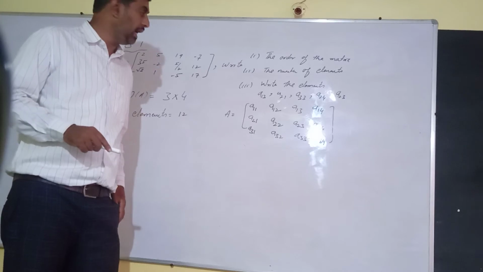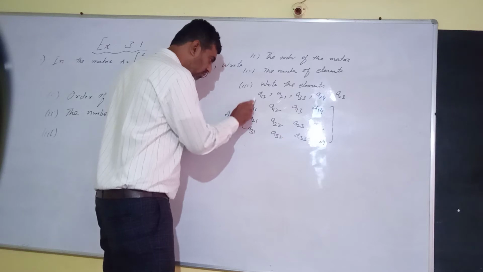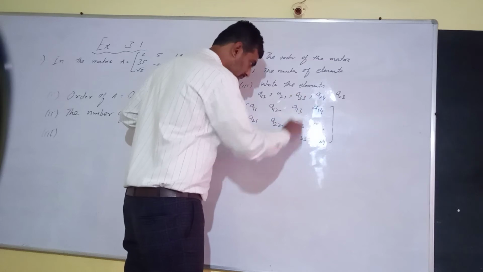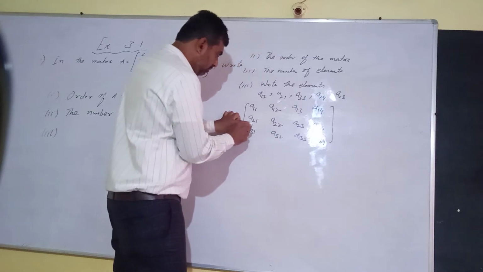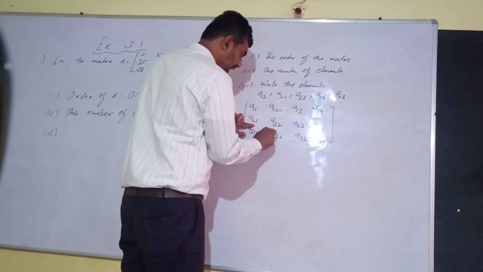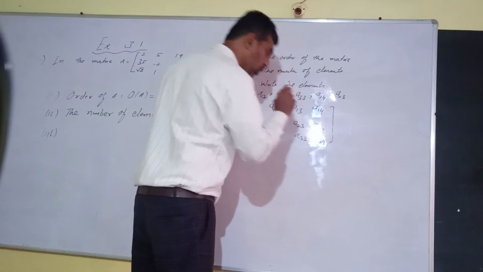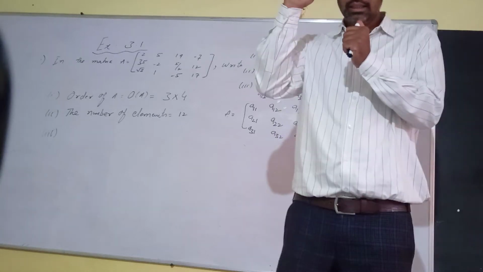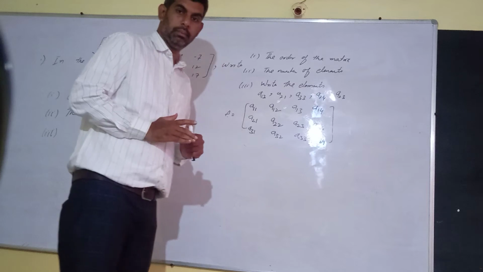Always the first number indicates the row, whereas the second number indicates the column. First row, first column; first row, second column; first row, third column; first row, fourth column. Now second row, first column; second row, second column; second row, third column; second row, fourth column. The first number indicates the row, the second number indicates the column.